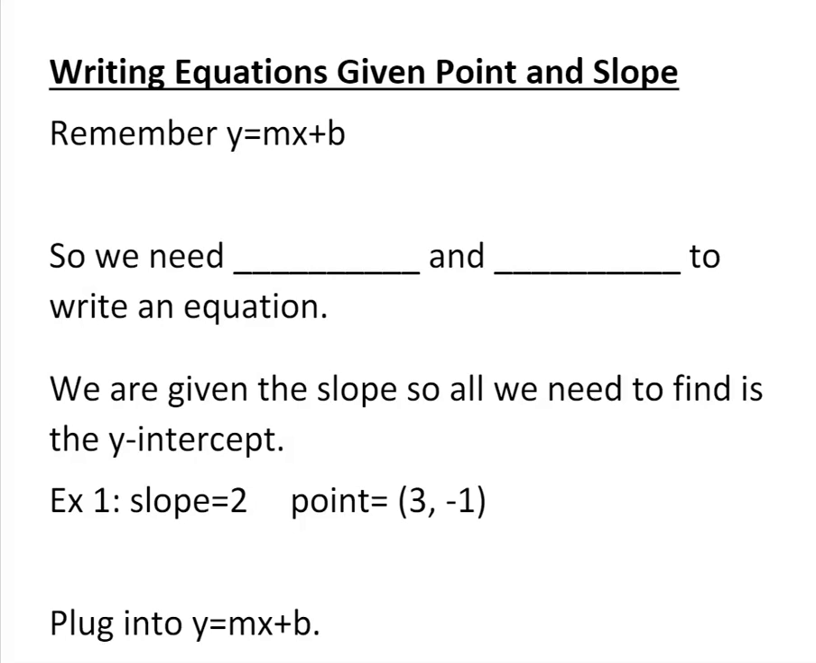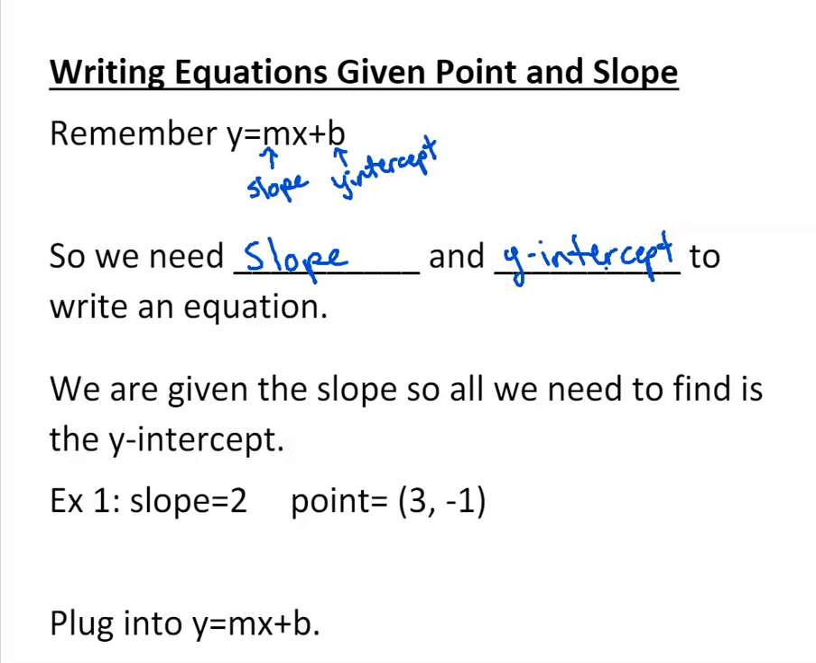So today we're talking about writing an equation given a point and a slope. If you look at this equation here, guys, remember m stands for the slope and b stands for the y-intercept. So remember, this is called slope-intercept form because you need a slope and a y-intercept to write an equation. Now the thing is, in these problems we're going to be given the slope but not the y-intercept.